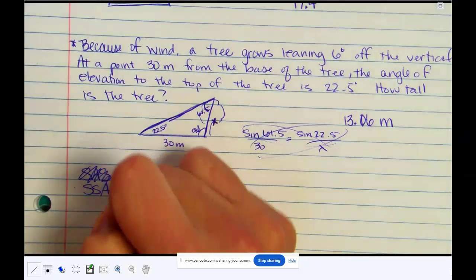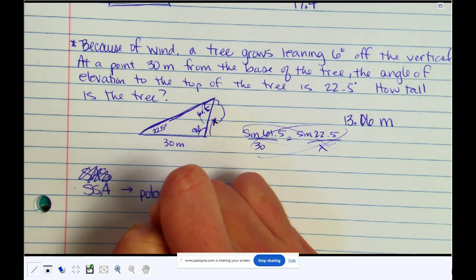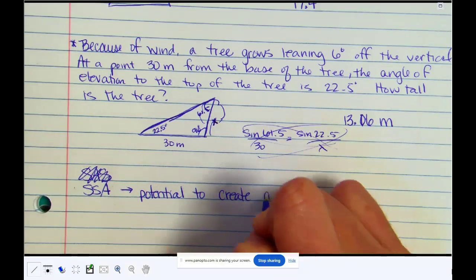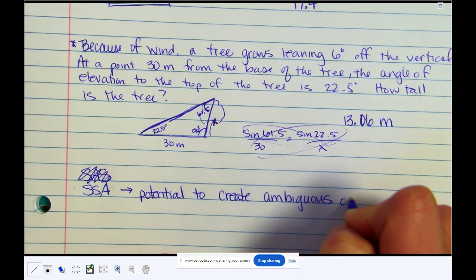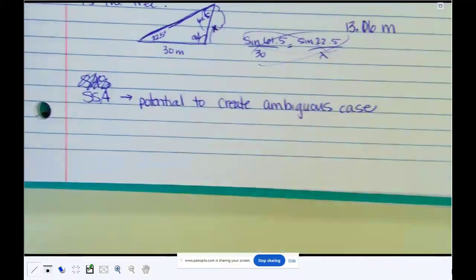This creates something called the ambiguous case. You gotta do the weird thing with the inverse of the sine. No, never mind. Okay?